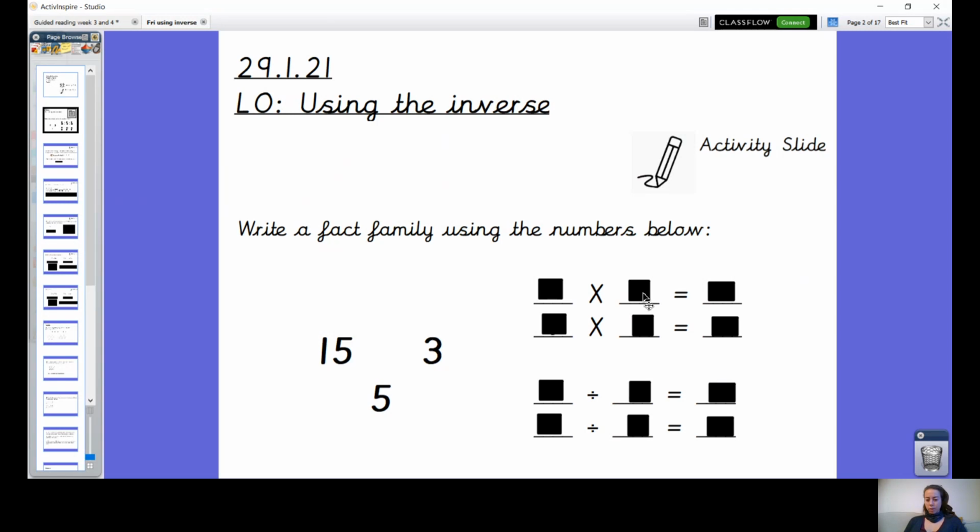Okay, well done. Let's go through some answers. So we had to use these numbers in our calculations. We know that in our multiplying number sentences, the biggest number goes at the end, doesn't it? So 3 times 5 is 15. You could have had the switcher, 5 times 3 is 15. And with our division, the biggest number goes at the beginning. So you should have 15 divided by 3 is 5, or 15 divided by 5 is 3. Tick those if you got those correct.